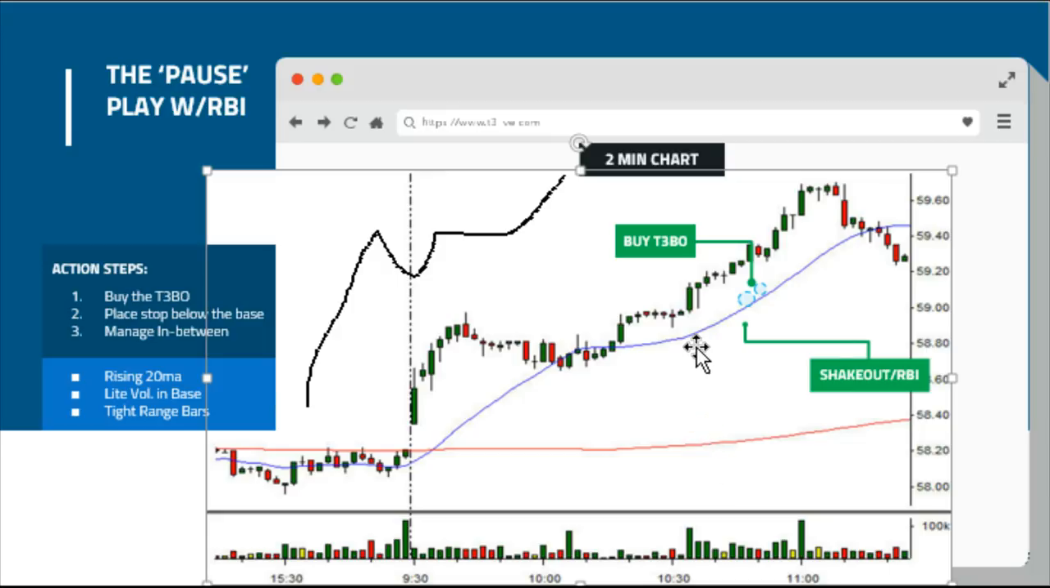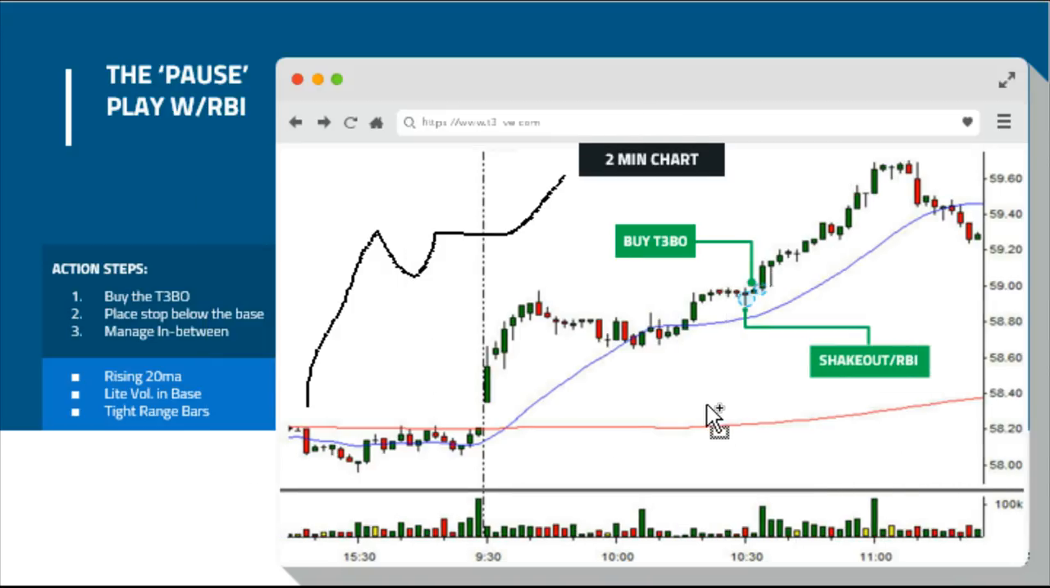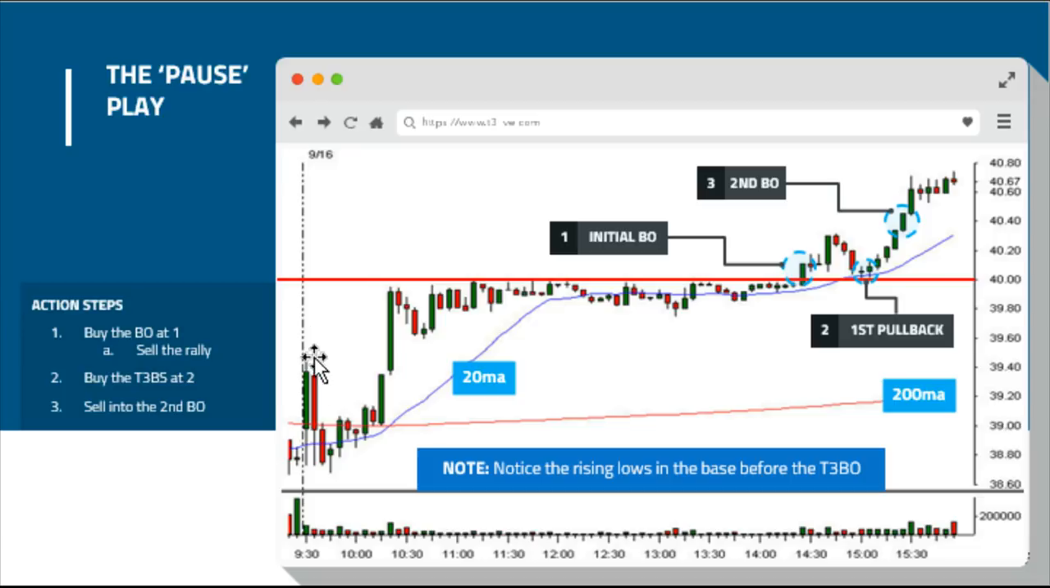Just want to move it out of the way so you can see. We got a shakeout bar. So when a stock goes to the prior top and bases at resistance, oh my God, that's my favorite breakout pattern of all time. Okay? Does anybody know what the name of this play is? Of course, it's a breakout, small bars, rising 20. Low volume, but there's actually a name for it.